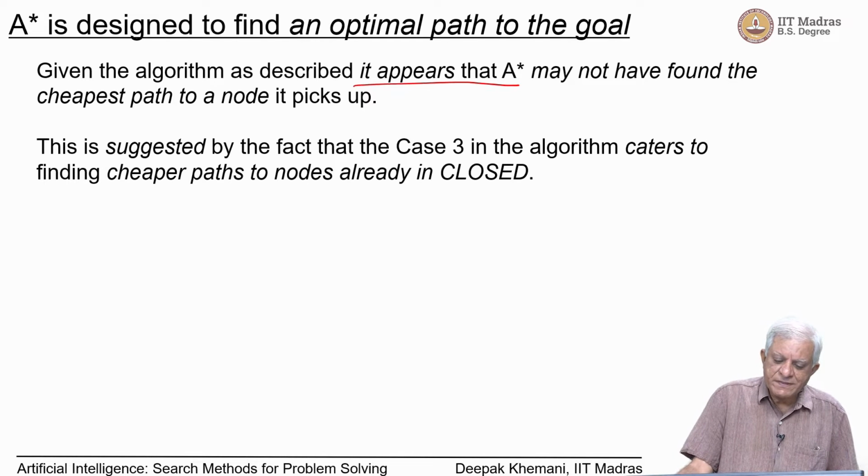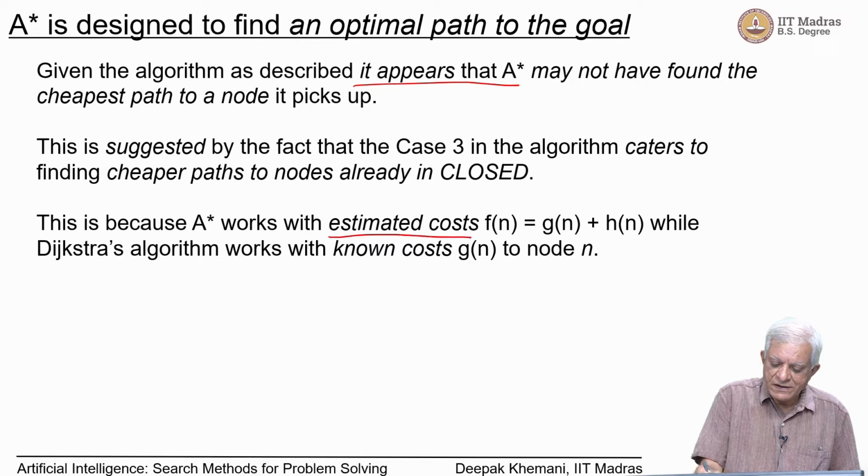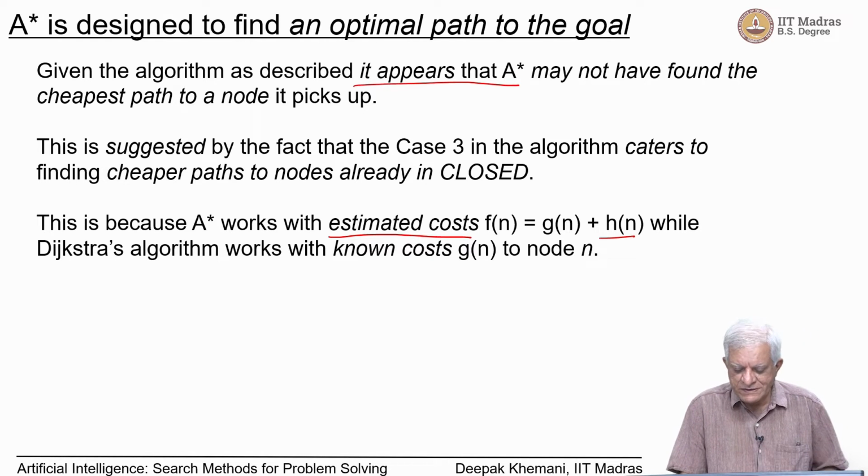So, as I said, this is suggested by the fact that case 3 in the algorithm caters to finding cheaper paths to nodes already in closed. And this, as we said, happens because A star works with the estimated cost, where h of n is an estimate of distance to the goal, whereas Dijkstra's algorithm only worked with known costs, and therefore it could be sure that it has found the cheapest path to that. Here we do not know how the function h will behave for nodes which are on open. So, when we pick a node from open, we are not sure whether we have already found the shortest path or not.